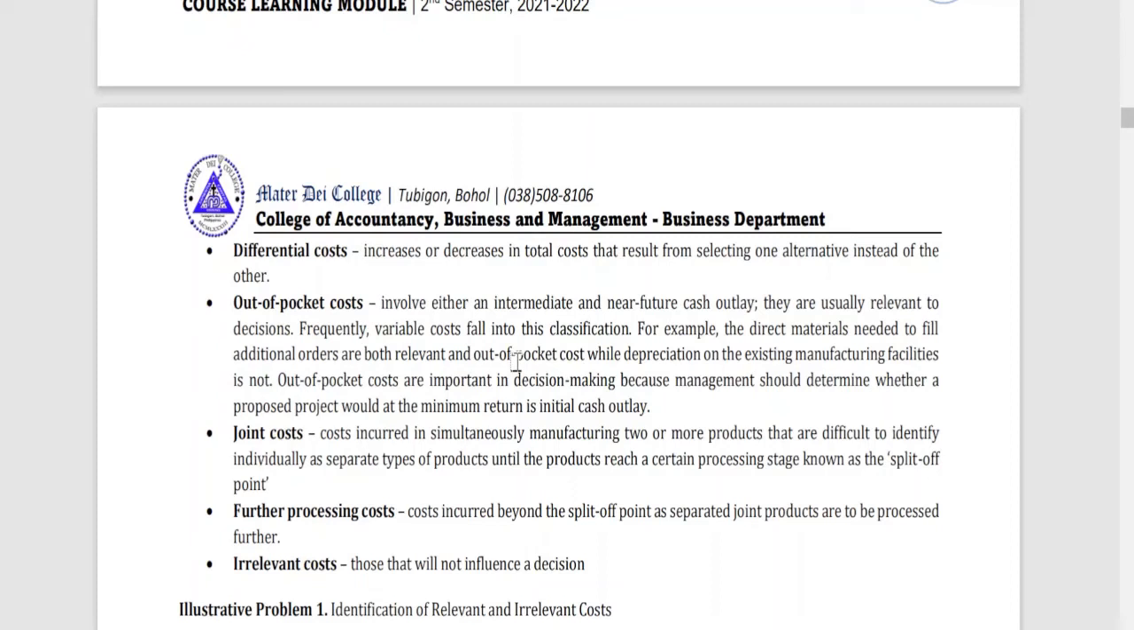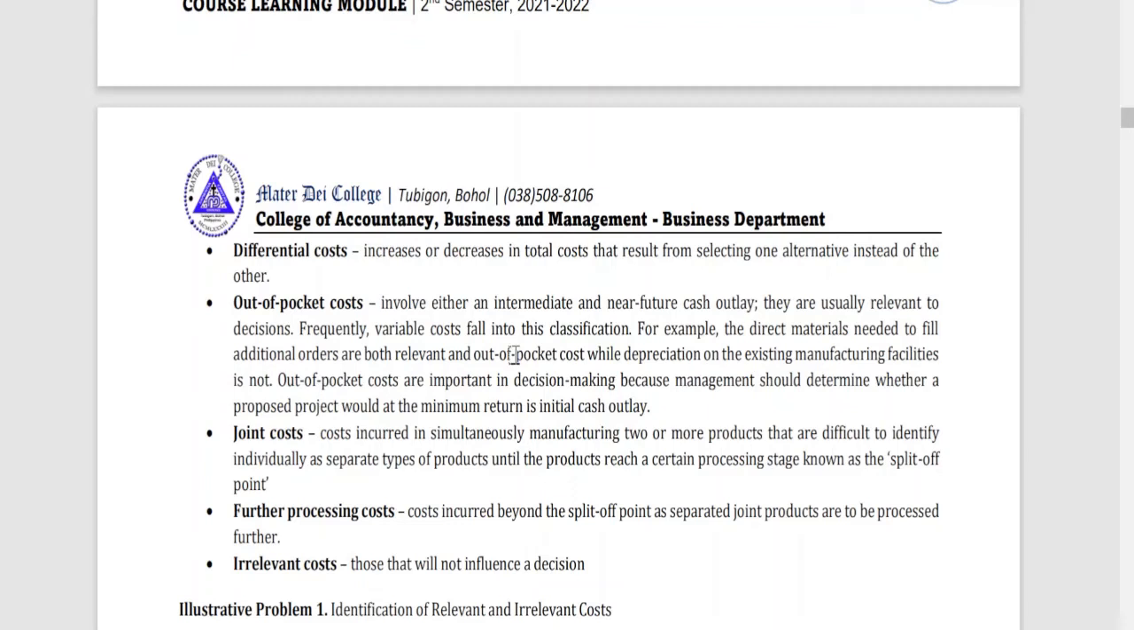Okay, so frequently variable costs fall into this classification. For example, direct materials needed to fill additional orders are both relevant and out-of-pocket costs, while depreciation on the existing manufacturing facilities is not, because you're not paying for the depreciation. Although it's a cost, although it is an expense, kaya may depreciation expense, but you do not pay for them. There's no cash outlay. So, dili siya out-of-pocket cost.